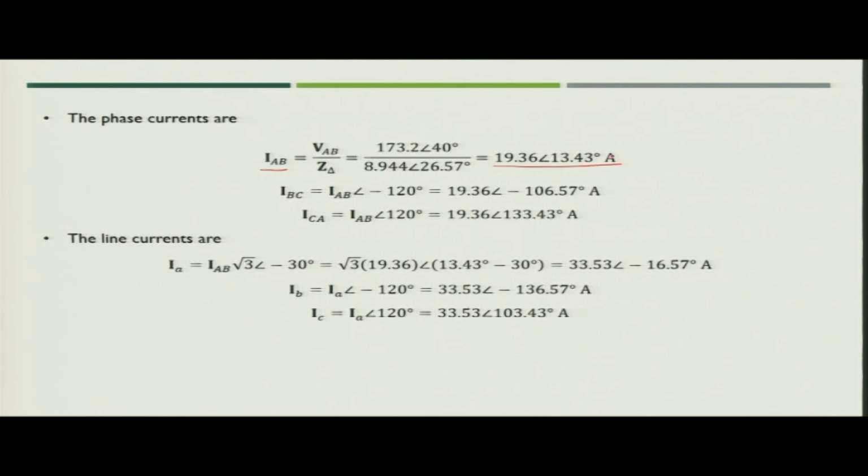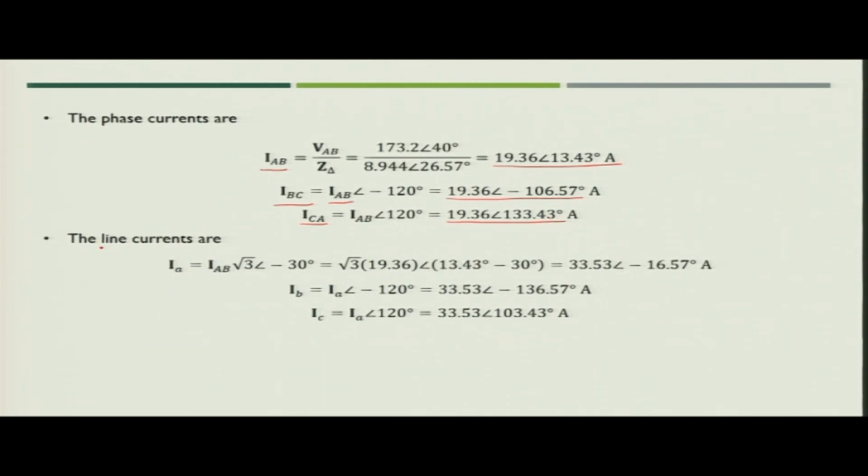13.43 degree ampere. Similarly, for IBC also you can calculate with the help of IAB which you got, because the circuit is balanced. So, you can just add minus 120 degree in IAB, you get the value of IBC. Similarly, ICA you will get as 19.36 angle 133.43 degree ampere.